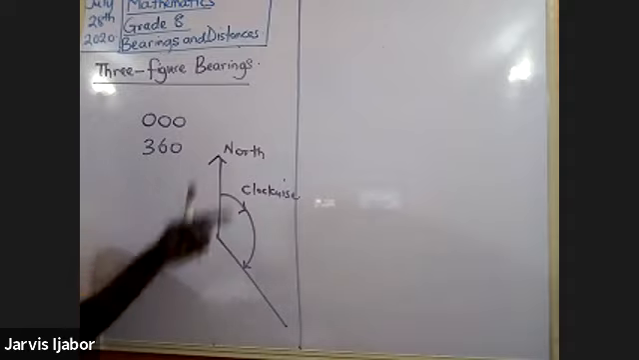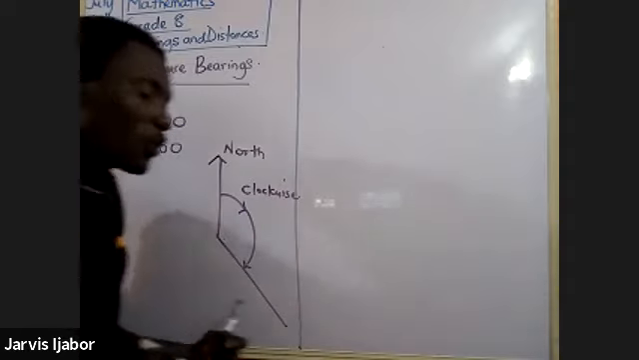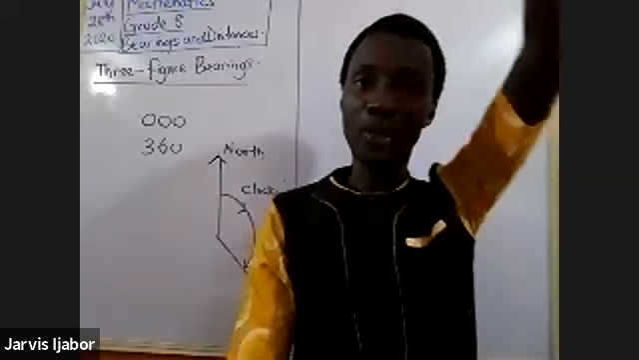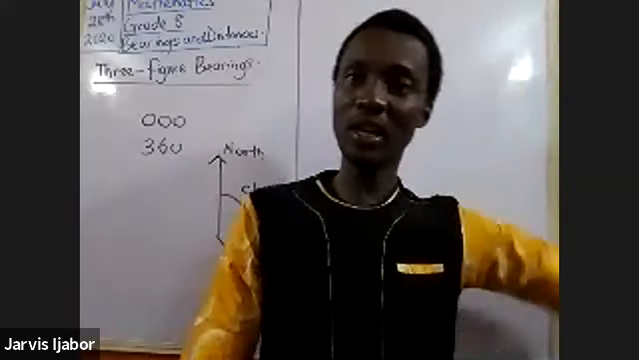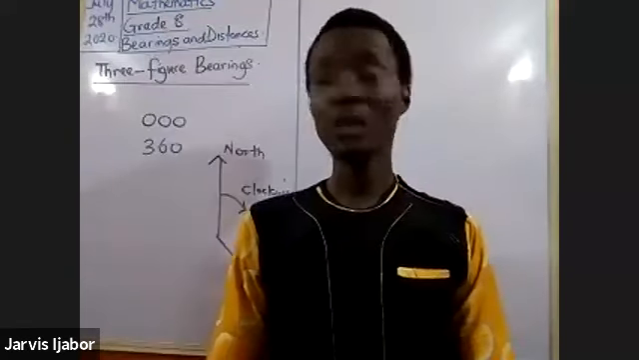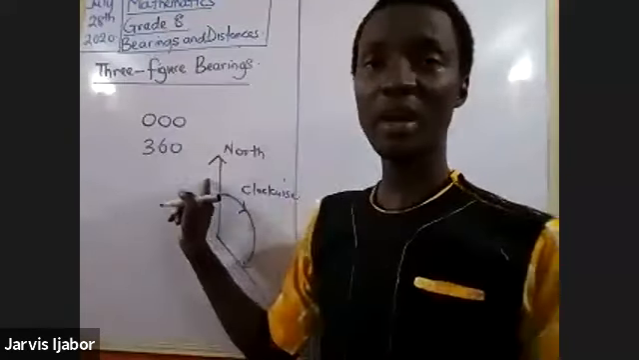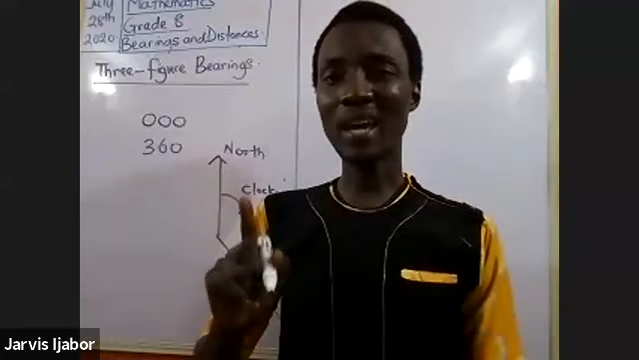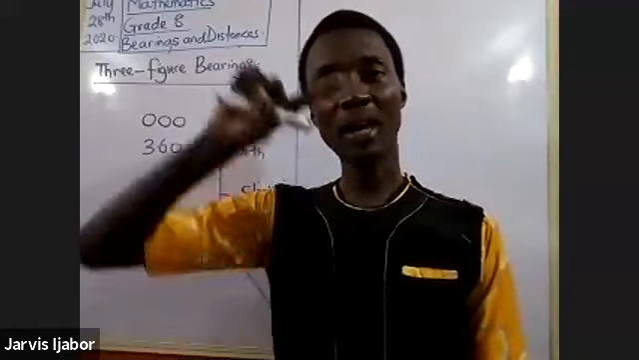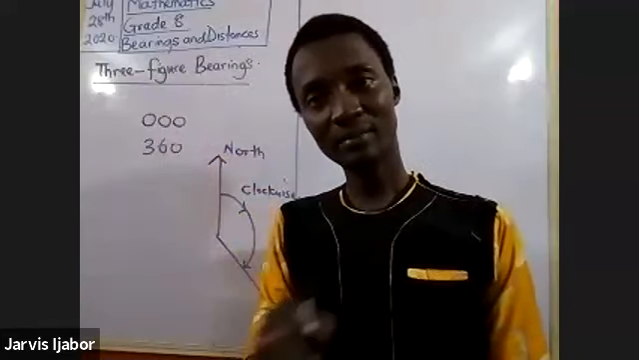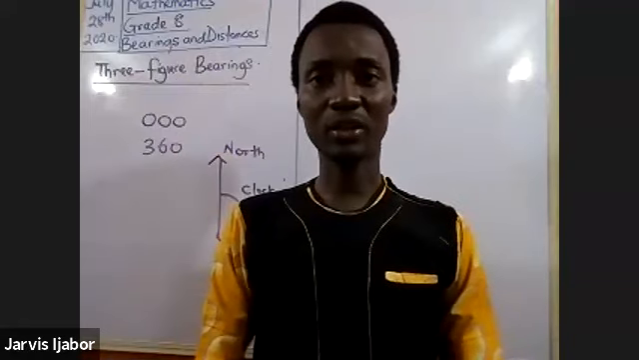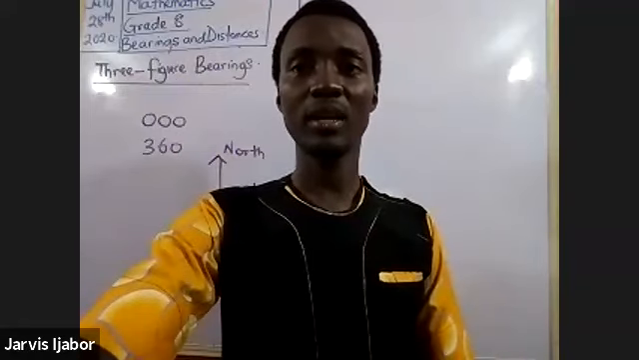So in acute angle bearing, we're using the 4 cardinal points with 2 referral points, north and south, moving either to east or to west. But in three-figure bearing, we're using a referral north position only, and then we move clockwise in that direction. Okay, so let's take note of that.